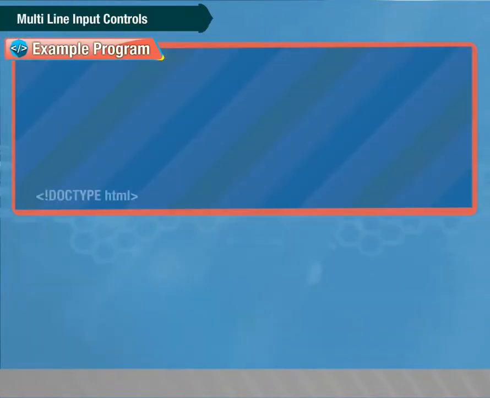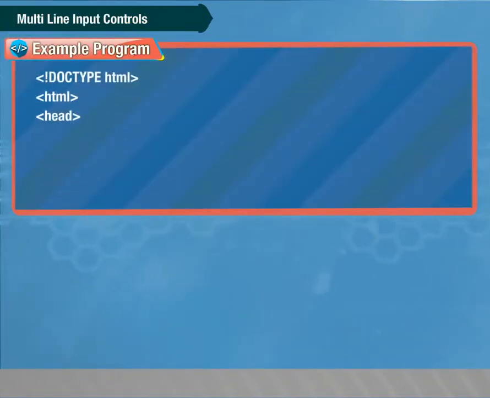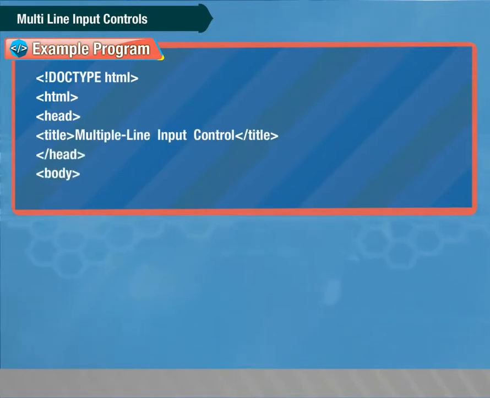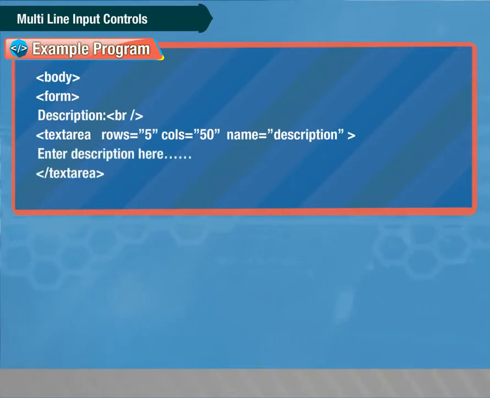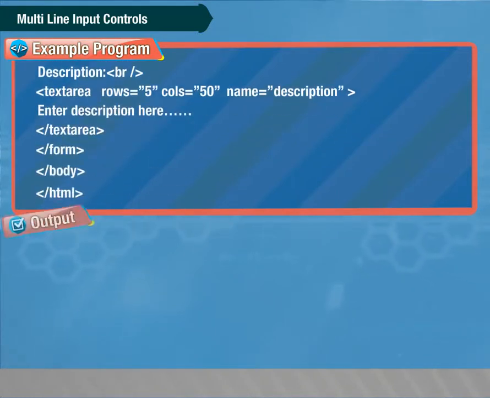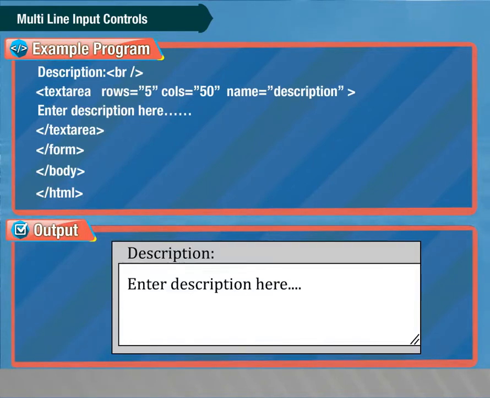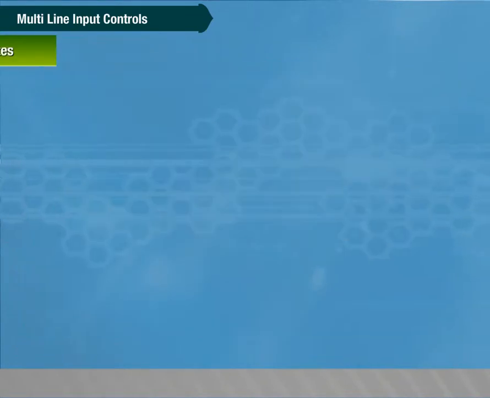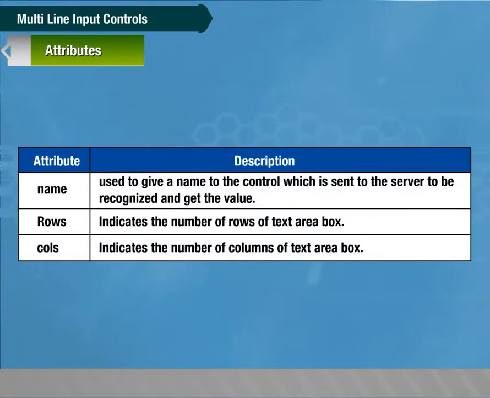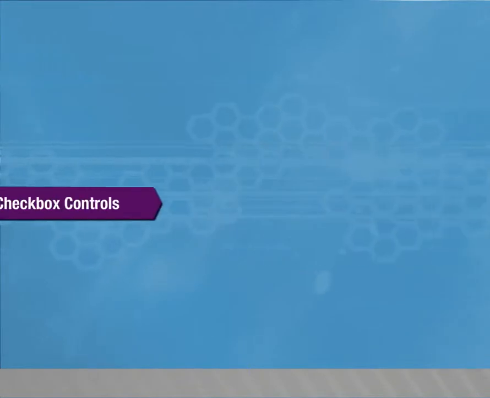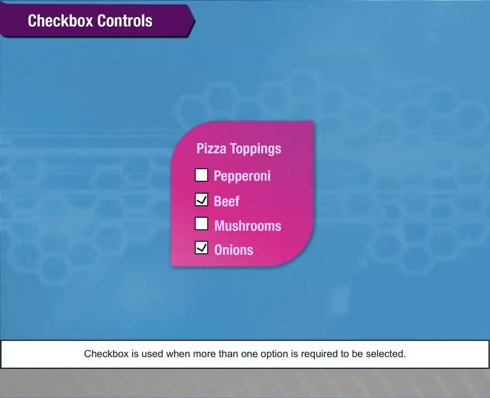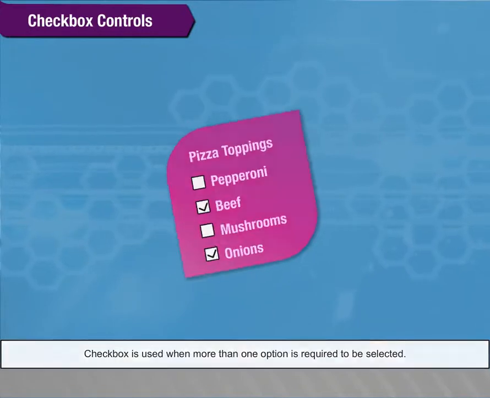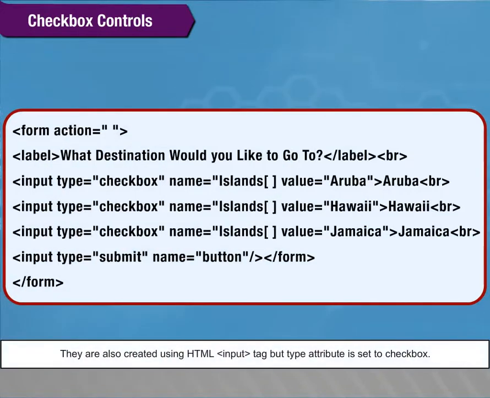Now we can see the example program of multi-line input controls. The output of this program is shown in screen. Attributes. Checkbox controls. Checkbox is used when more than one option is required to be selected. They are also created using HTML input tag, but type attribute is set to checkbox.